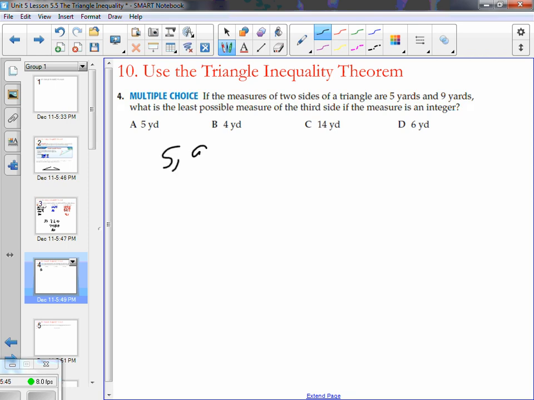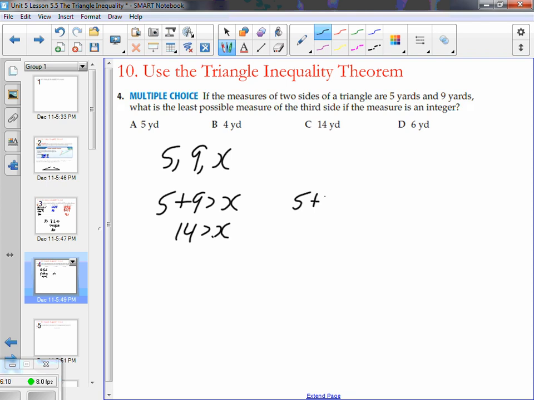You thought of 5, 9, and let's say x as the lengths of your three sides. So you know that 5 plus 9 has to be greater than x. So in other words, 14 has to be greater than x. And that doesn't really tell us anything about the least possible measure, does it? Right. So we could try this, though.